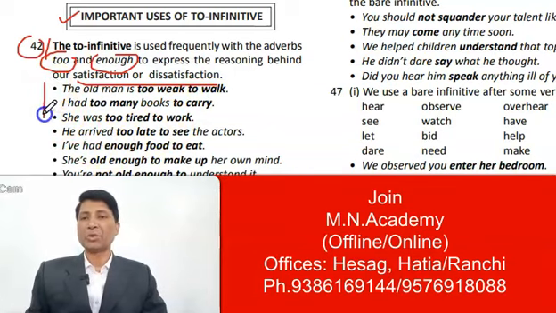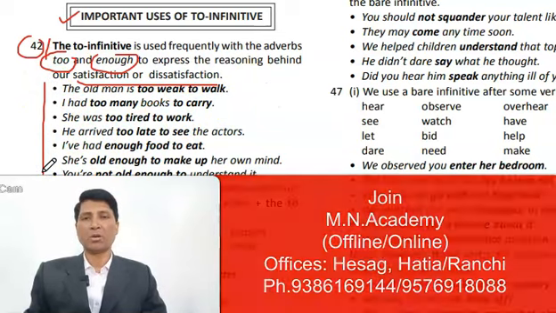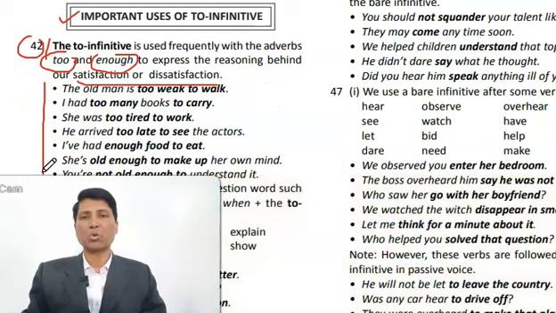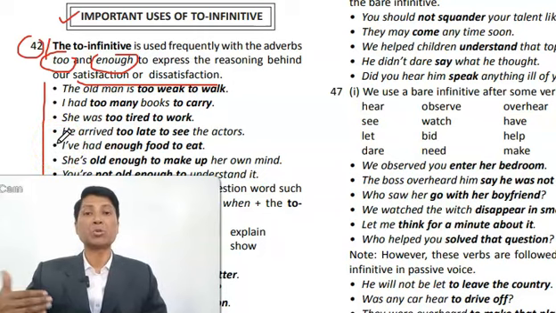Look at the given examples over here. The old man is too weak to walk. It means the old man is so weak that he cannot walk. I had too many books to carry. It will mean I had so many books that I could not carry them. She was too tired to work. It will mean she was so tired that she could not work. He arrived too late to see the actors. It will mean he arrived so late that he could not see the actors.